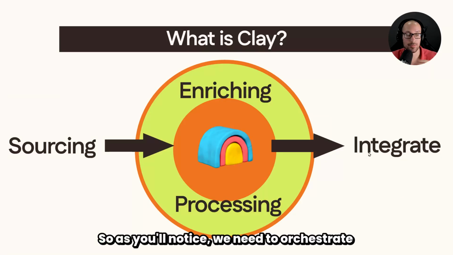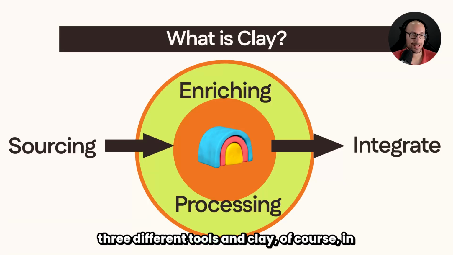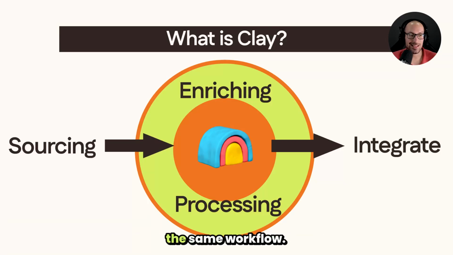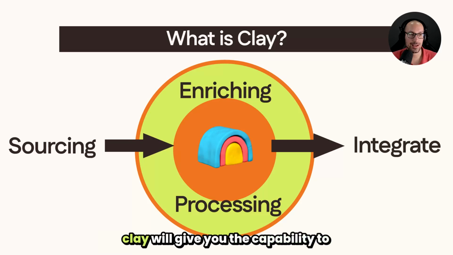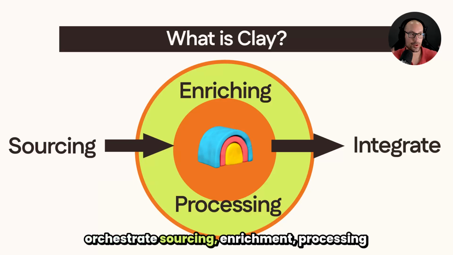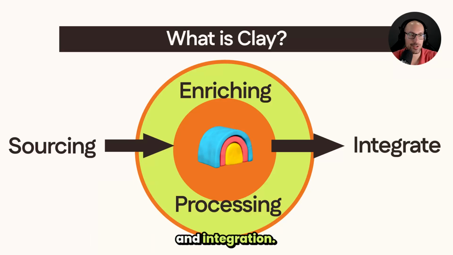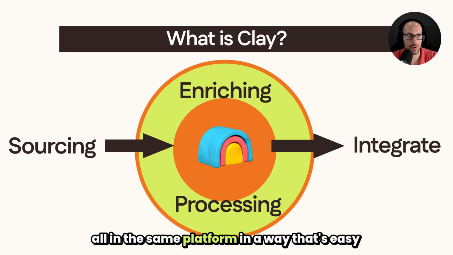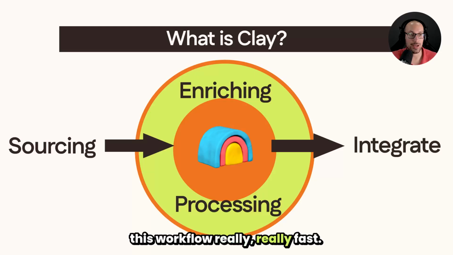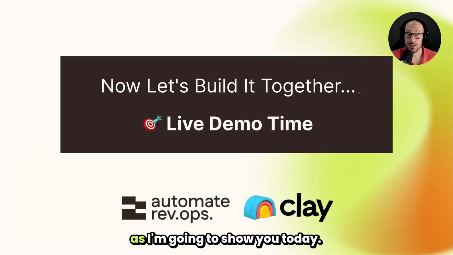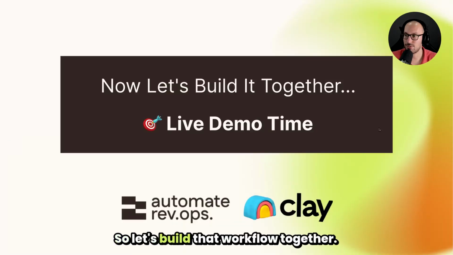So as you'll notice, we need to orchestrate 3 different tools and Clay, of course, in the same workflow. And that's why Clay is so important, because Clay will give you the capability to orchestrate sourcing, enrichment, processing, and integration all in the same platform in a way that's easy to use, and you can use AI to be able to deploy this workflow really, really fast, as we're going to show you today. So let's build that workflow together.